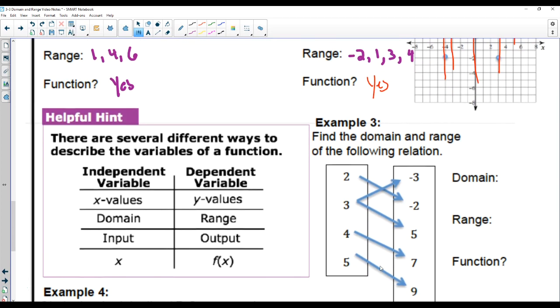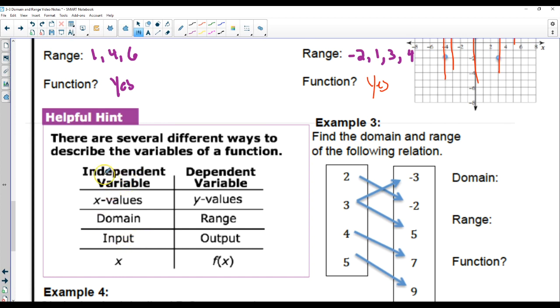All right, so, you know, this comes up often in math where we have several different words that mean the same thing. So this little hint is very helpful. When I say X values, that's the same thing as saying domain. That's the same thing as saying input. That's what you're plugging into an equation or into a function.